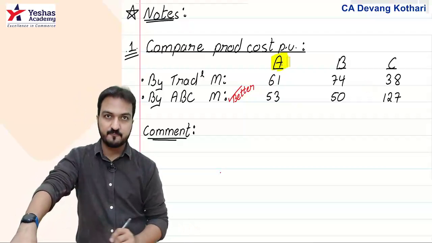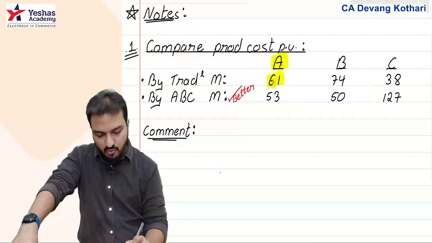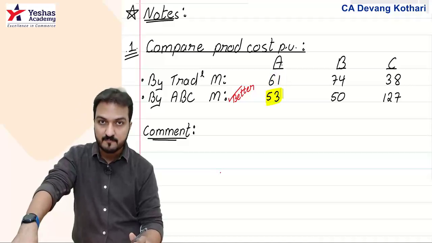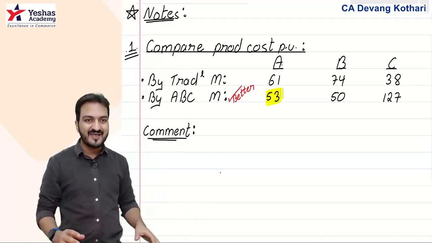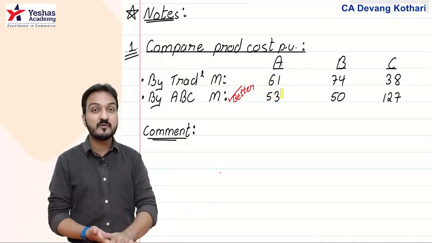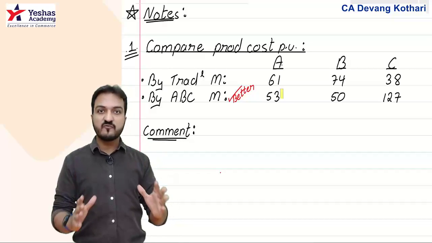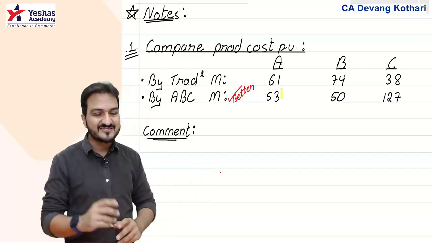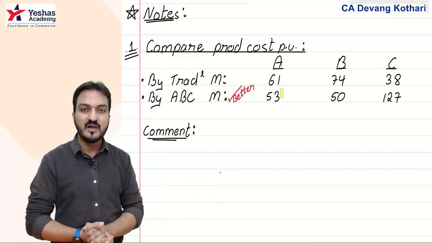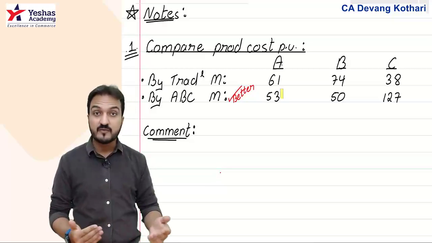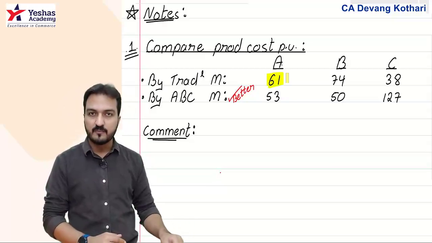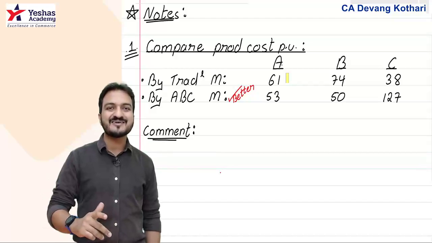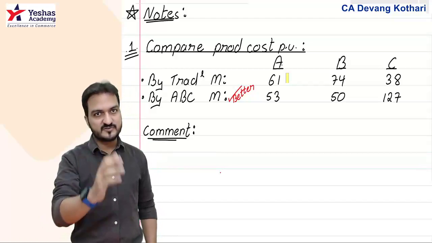In case of product A, traditional method is giving you a cost estimate of 61. ABC method is giving you a cost estimate of 53. So as per ABC method, my product A cost is only 53. Let me say that in reality, the cost of 1 unit of A is only 53. But if you follow traditional method, it is a little wrong method, it has error, it has less accuracy. So if you follow traditional method, then you will get cost of A as 61. So I say that as per traditional method, product A is costed more than its real cost.